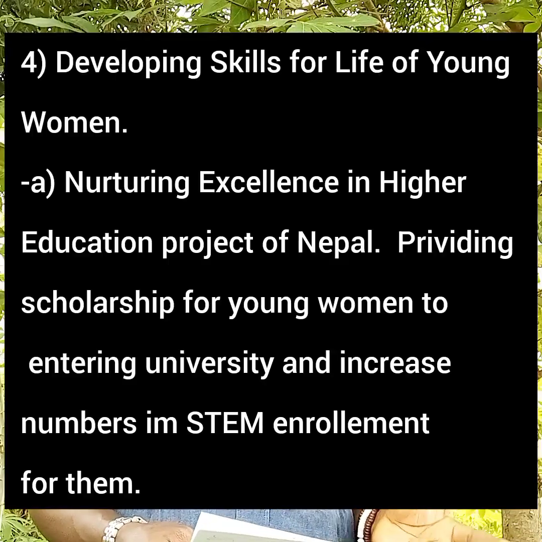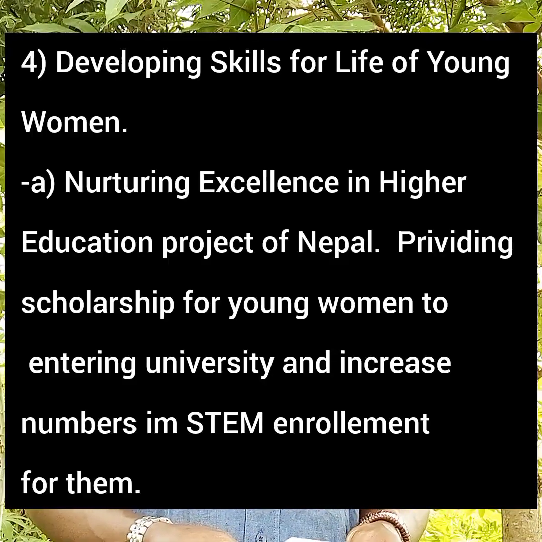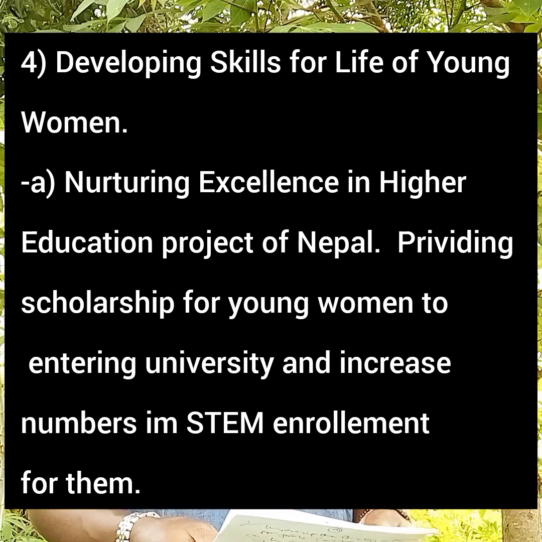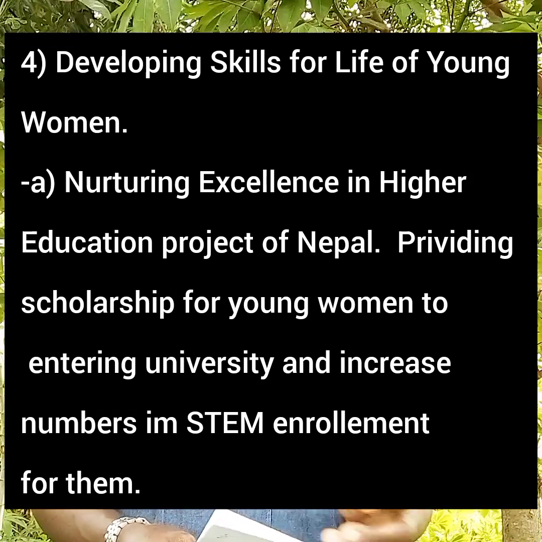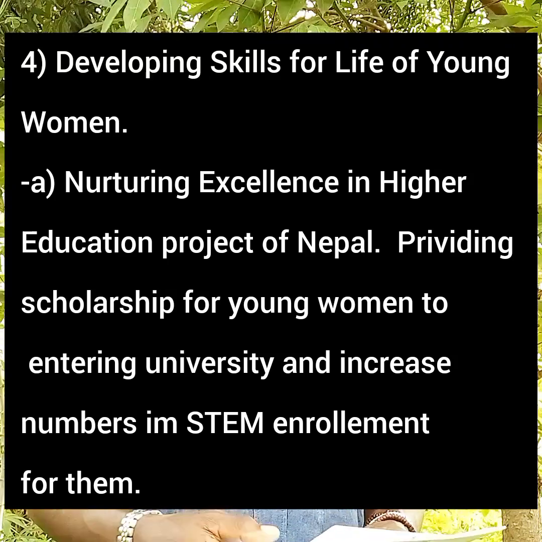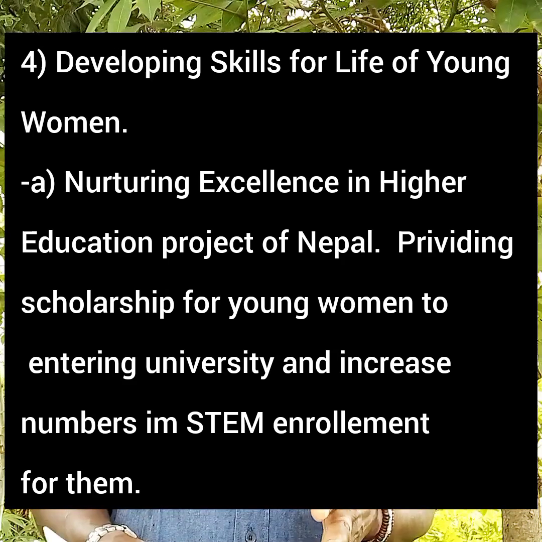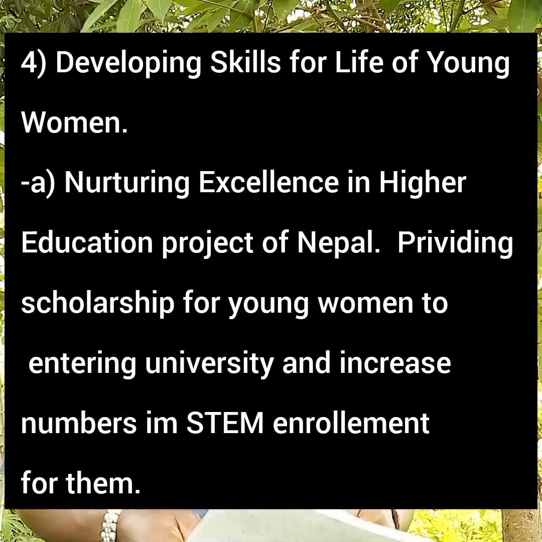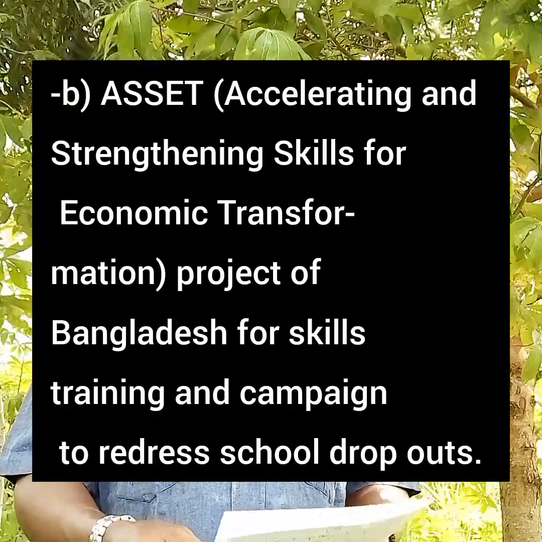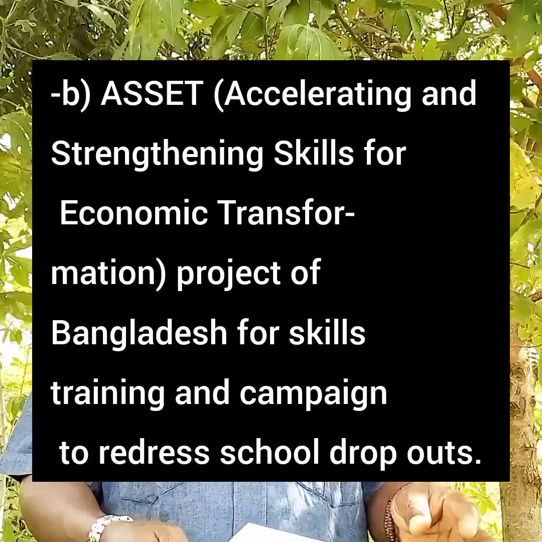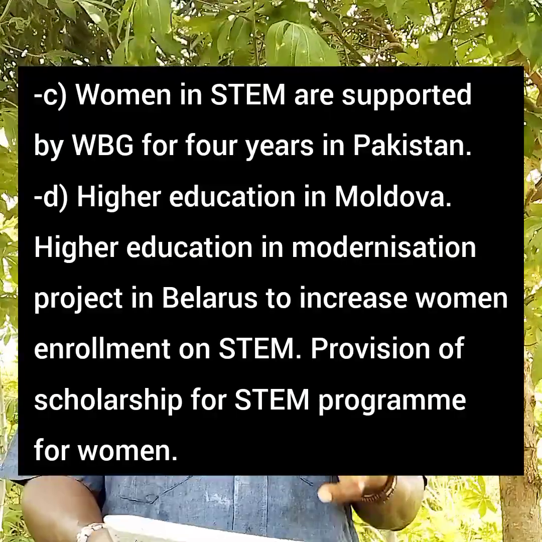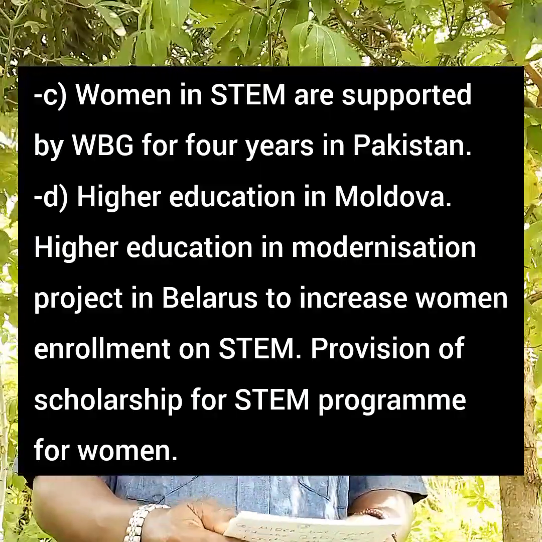No. Okay. The fourth is developing skills for life for young women. So far we've been talking about primary to secondary school. What about tertiary? In Nepal, World Bank has a project called Nurturing Excellence in Higher Education Project. And that is about scholarships, especially into the university, and on STEM, science and technology projects. How will they learn STEM? Women have to be increased in STEM training. All right, they have ASSET in Bangladesh. It's another project in Bangladesh, Accelerating and Strengthening Skills for Economic Transformation project. Bangladesh and then Pakistan. Pakistan has a STEM project also for tertiary education. That is mature level, the young ladies and women in particular, young women.